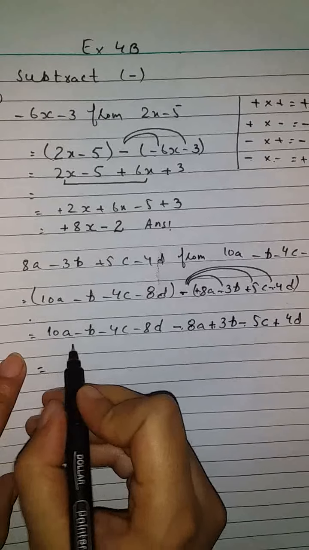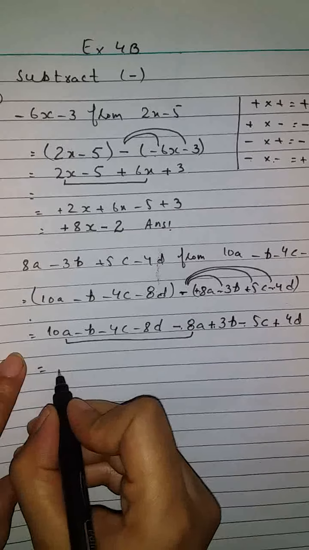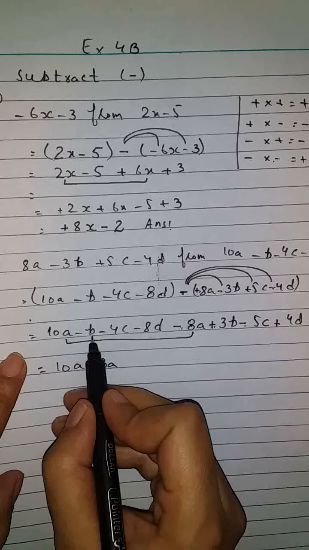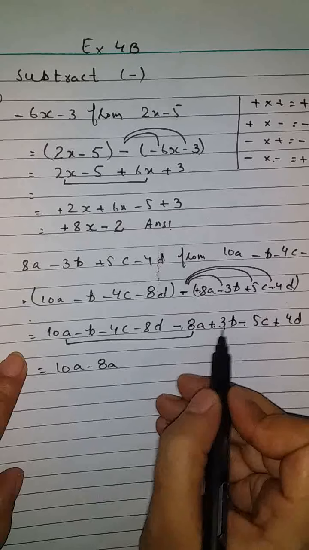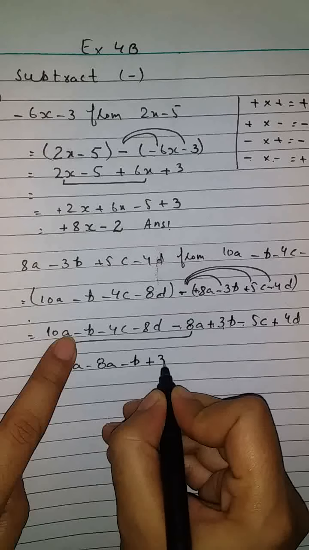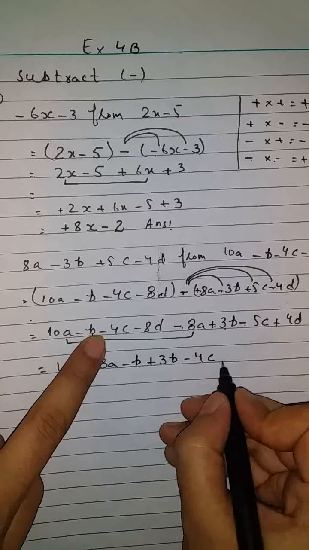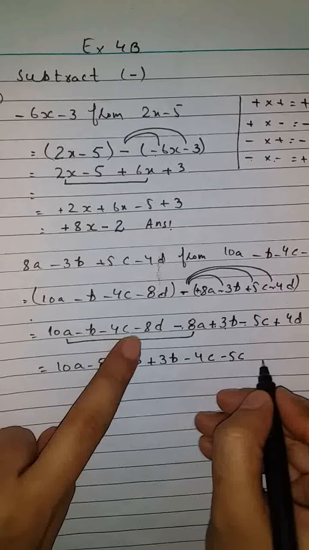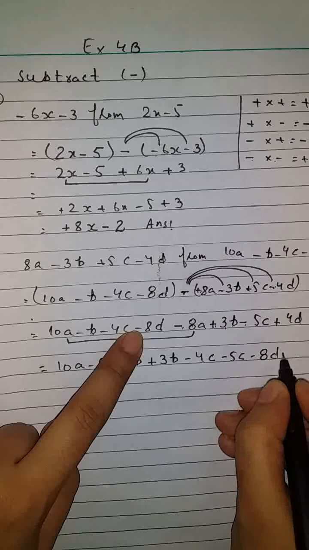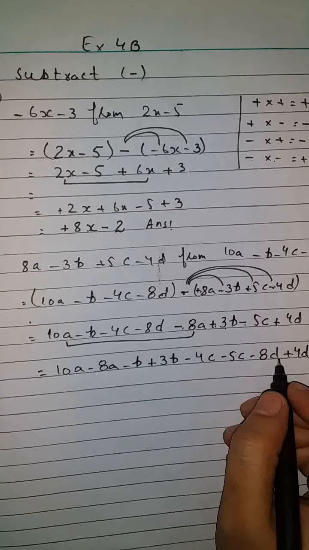Now we combine like terms. Like terms mean the terms which have the same variable, just like 10a minus 8a. 10a minus 8a. Okay, and then b: minus b and plus 3b. After this minus 4c and then minus 5c, and minus 8d, and then plus 4d. Got it? We combine like terms.